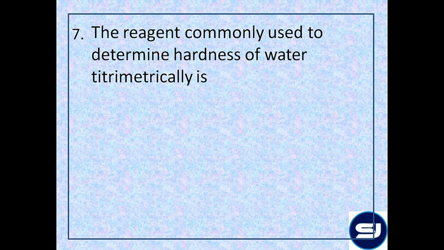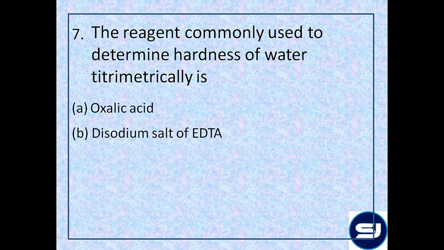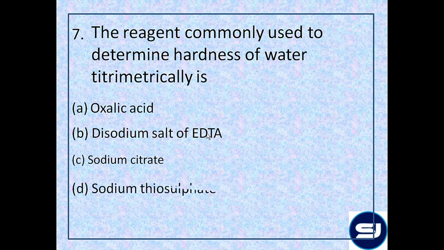The reagent commonly used to determine hardness of water titrimetrically is: via titration method, the hardness could be determined by oxalic acid, disodium salt of EDTA, which is nothing but ethylene diamine tetraacetic acid, sodium citrate, the salt of citric acid, or sodium thiosulfate.